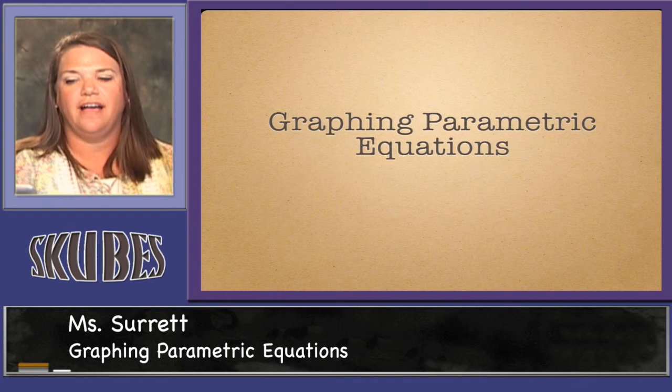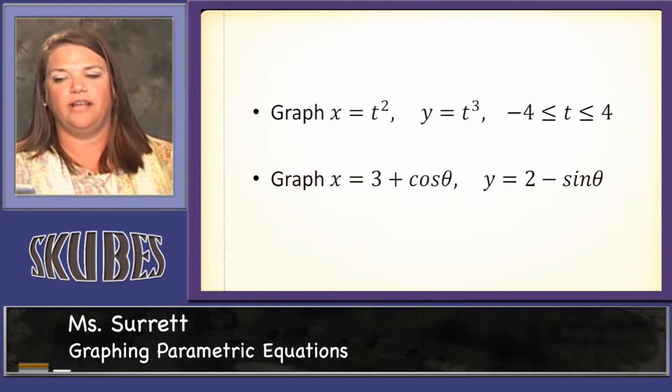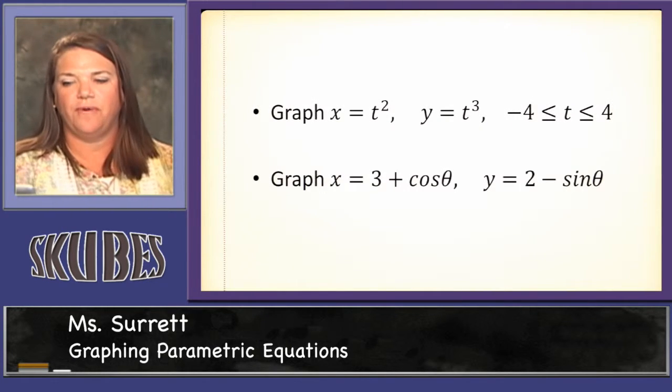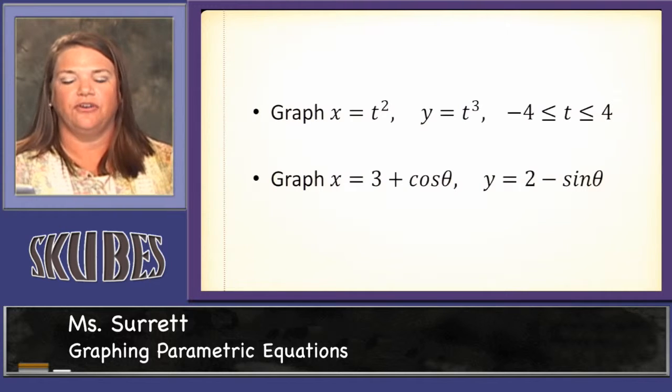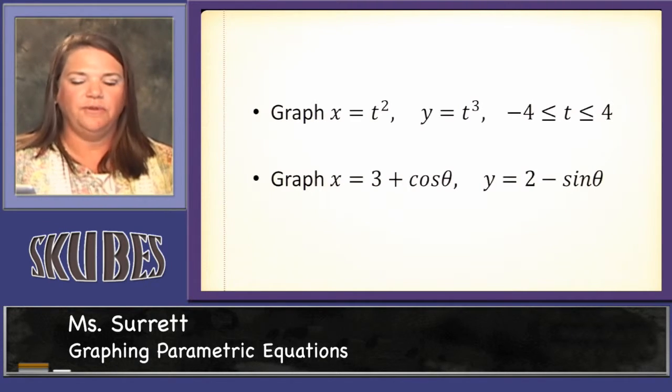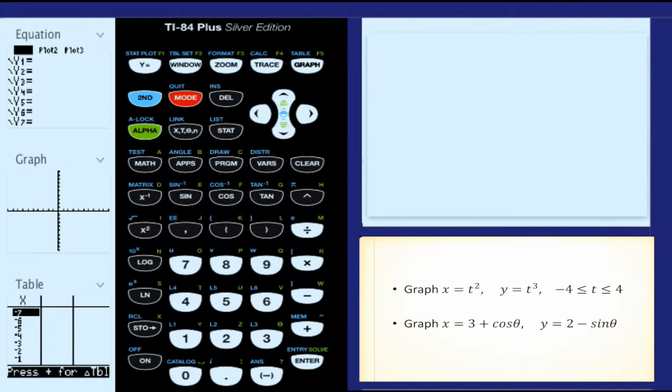We're going to start with the graph of x equals t squared and y equals t cubed. Notice that we do have the parameter for t to be greater than or equal to -4 but less than or equal to 4. So the first thing we need to do is to change the mode on our calculator to parametric mode. So find the mode button, which is just to the right of the blue key.